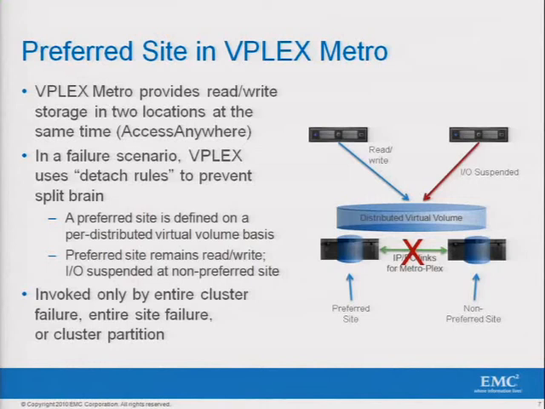The preferred site remains read-write. Everything's cool. No changes on the preferred site. Everything keeps going. Everything keeps running. Everything's happy. Okay? On the non-preferred site, I/O is suspended. And these rules that you define, they're defined on a per distributed virtual volume basis. So if you have 5 distributed virtual volumes between your two sites, each of those distributed virtual volumes could have a different set of rules defining which site is primary and which site is preferred and which site is non-preferred. All right? Does that make sense to everybody so far? All right.